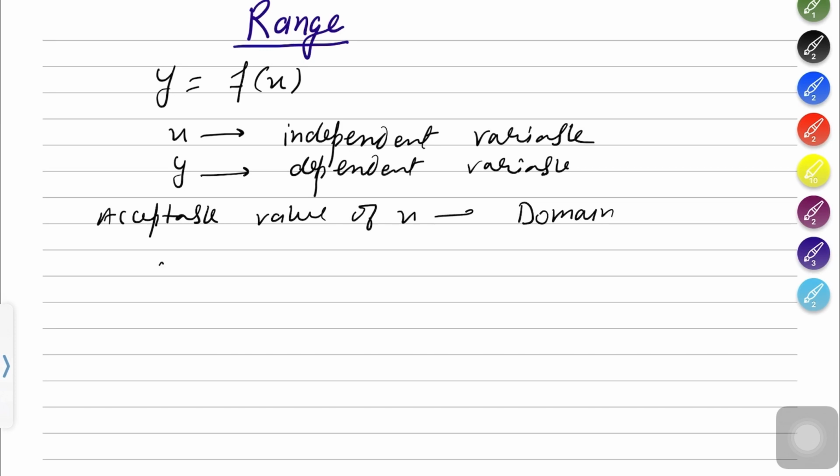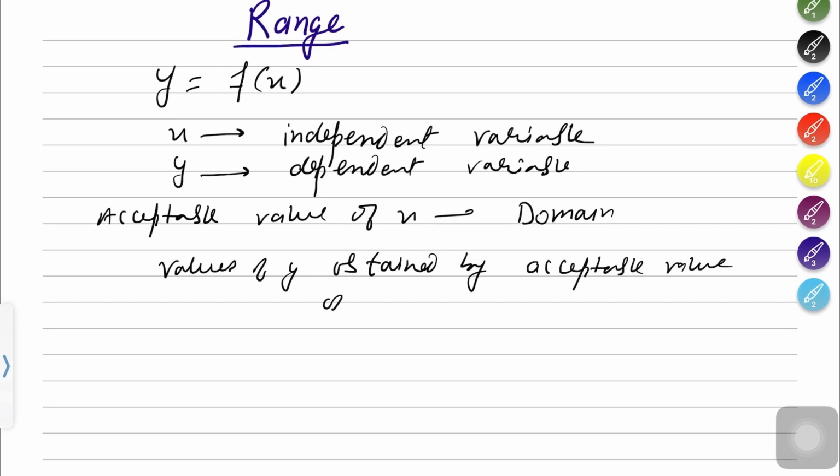and the values of y obtained by acceptable values. So if you want to find the range of a function, we have to substitute the acceptable values of x in the function and we get the y. So the values of y obtained are the range of the function.